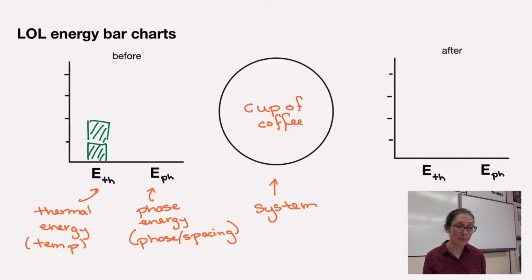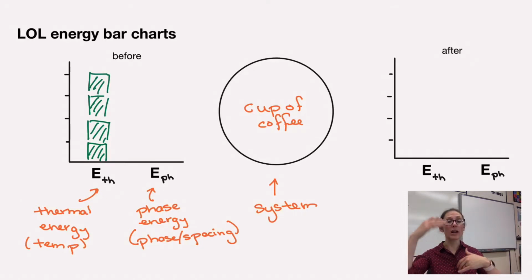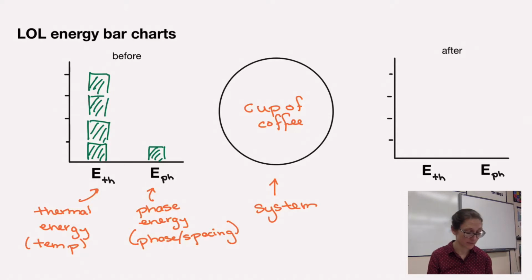So if you're down at the bottom, things are colder, there's less thermal energy. As you heat it up, your thermal energy would be increasing. So the more blocks you show, the higher the temperature for that thermal energy portion of the chart. The phase energy is going to be about the state. And so if we have 1 block of phase energy, we have relatively little potential energy. So that'd be for a solid.